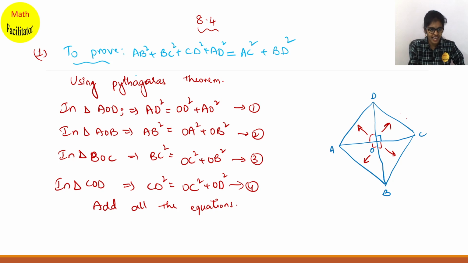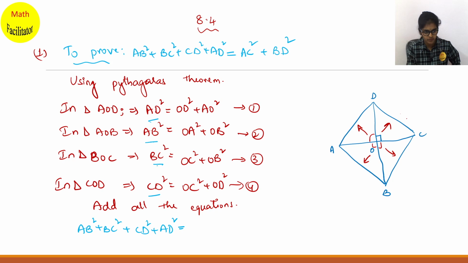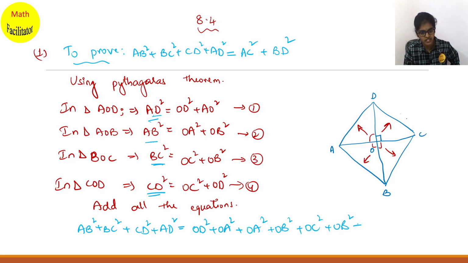Now here you see AB, BC, CD and AD you have. So adding all this I have to get the answer. That is the reason I am adding all the four equations. So AB square plus BC square plus CD square plus AD square, adding all the four equations, you will get this: AB square plus BC square plus CD square plus AD square is equal to OD square plus OA square plus OA square plus OB square. Add all the equations. Plus OC square plus OB square from the third equation, and the last equation is OC square plus OD square.